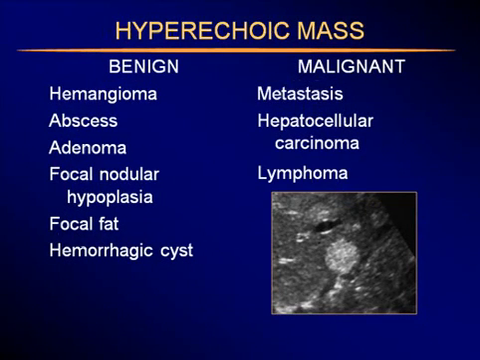Now let's look at something hyperechoic. What's the differential of a hyperechoic lesion in the liver? Well, we all know about hemangioma, but it could possibly be an abscess. It could be an adenoma, could be focal nodular hyperplasia. It could be focal fat, could be a hemorrhagic cyst. And it could also be something malignant. Could be a metastasis, could be a hepatocellular carcinoma, could be lymphoma. Not very specific. All of these are unusual, but this one happens to be a thyroid cancer metastasis.